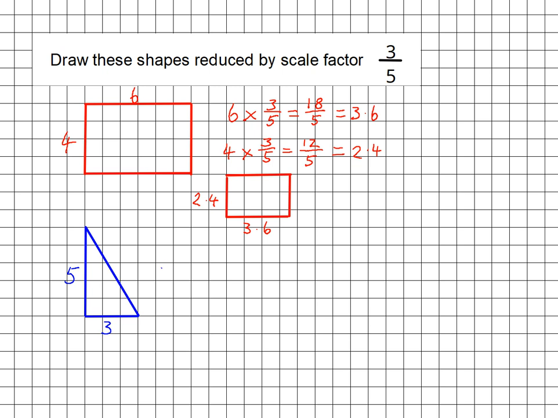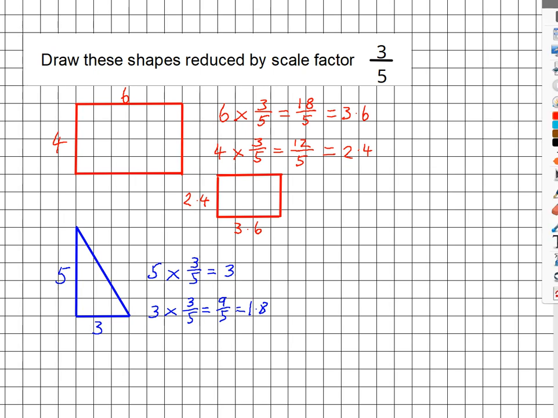Okay. If we do the same with our blue triangle, it is still 5 and 3. So we have 5 times 3 over 5. 5 times 3 is 15, divided by 5 is 3. 3 times 3 over 5 is 9 over 5. Which is 1.8.